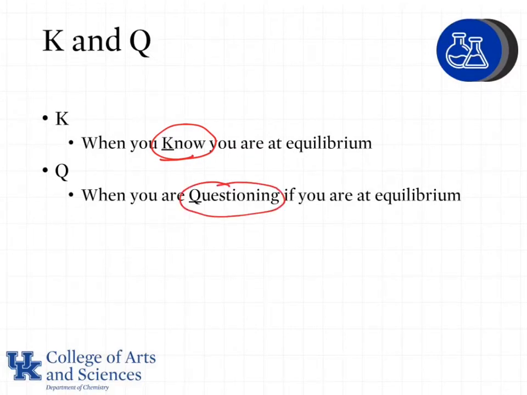if we're at equilibrium. So if we're given a set of conditions, a set of concentrations, and we're asked to determine whether or not we're at equilibrium, we calculate Q and we compare the value of Q to the given value of K to determine whether or not a system is at chemical equilibrium or not.